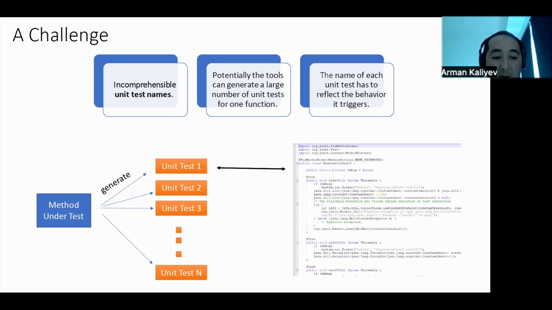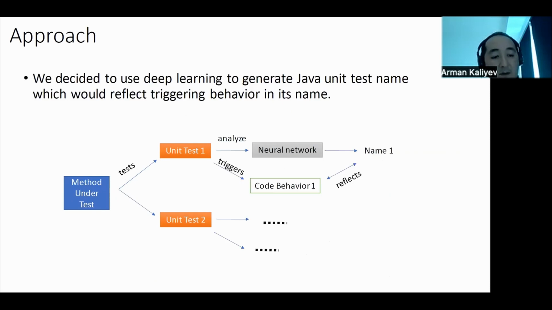We believe that the name of such unit tests has to reflect the behavior it triggers, so that developers can easily grasp what the unit test is testing without looking at the generated code. So we decided to use deep learning techniques to generate Java unit test names which will reflect the triggering behavior in the name. The goal we put to our neural network is to analyze each unit test structure and find its corresponding name, and the name has to capture what is being triggered in the method under test.